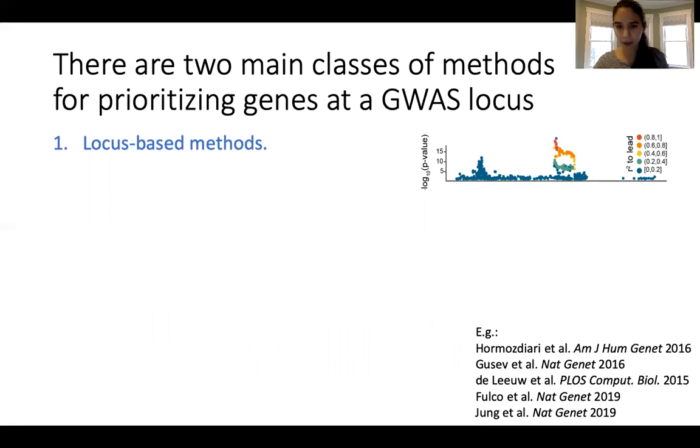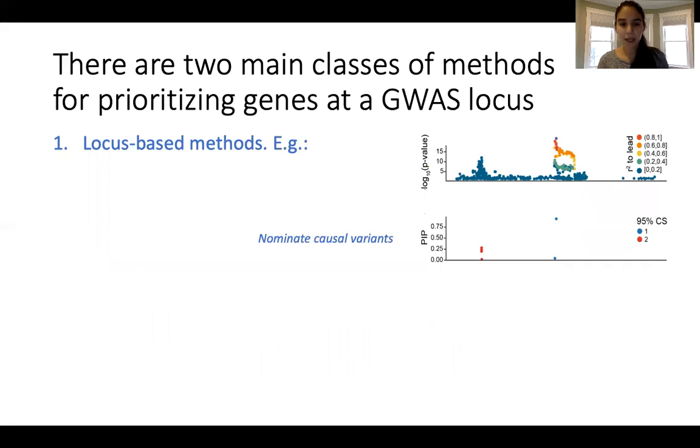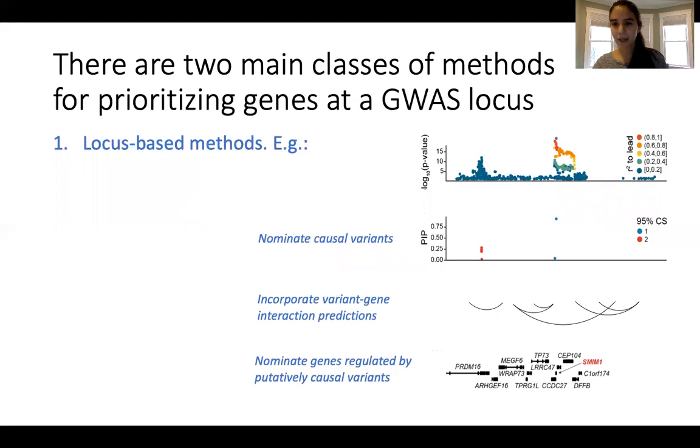So for example, such a method might first conduct statistical fine mapping to nominate causal variants that are driving the signal, and then incorporate some kind of epigenetic data, maybe variant gene interactions or some kind of predicted variant gene link, to then be able to say something like, here's a variant that's probably causal and it regulates this gene, and so this gene is probably the one that's relevant in this locus.